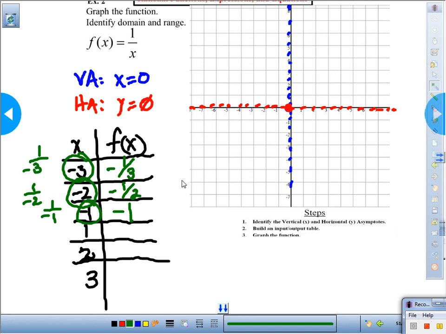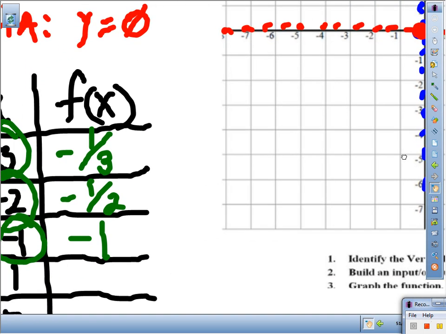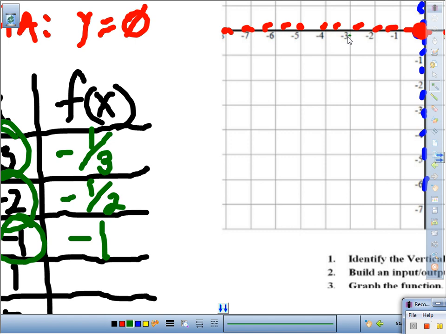Yes? Here we go. I'm going to zoom in. Let's see. I got -3 and -1/3. -3, -1/3 is about right there. The next one is -2, -1/2. The next one is -1, -1. What do you guys notice? It's starting to curve. Do you guys see it?